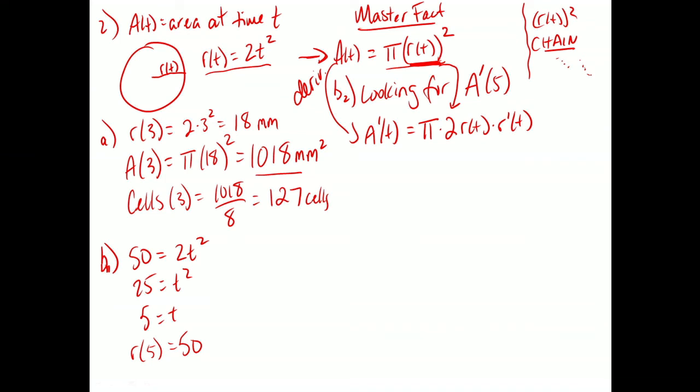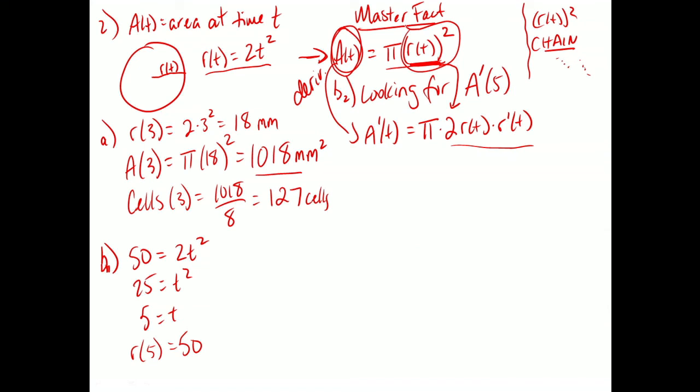I often have students that will write that the derivative of a is 2a times a prime. In other words, make it look just like that, but with a's instead of r's. But that's not right, because this is a of t, and this is r of t squared. Okay? So the square makes a big difference, right?